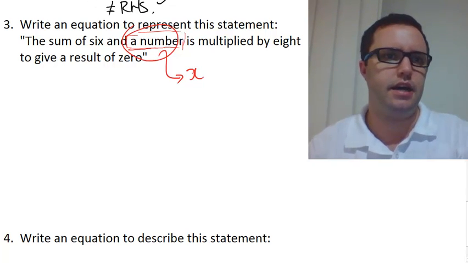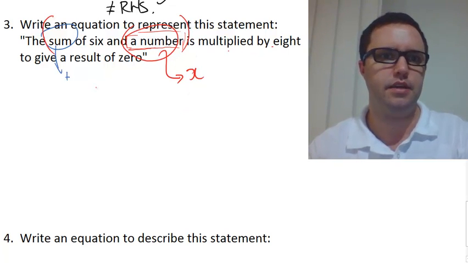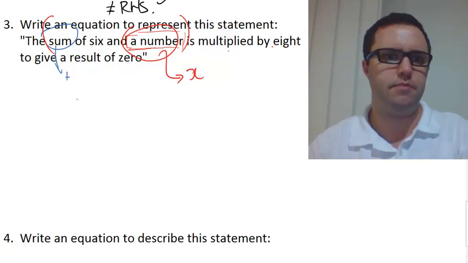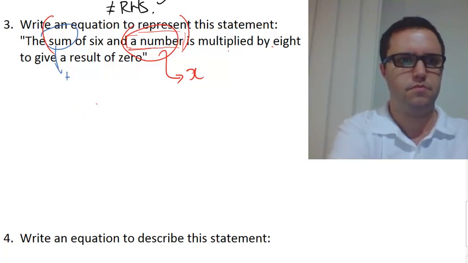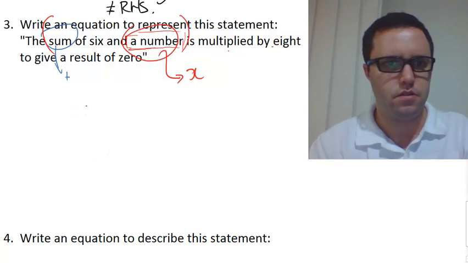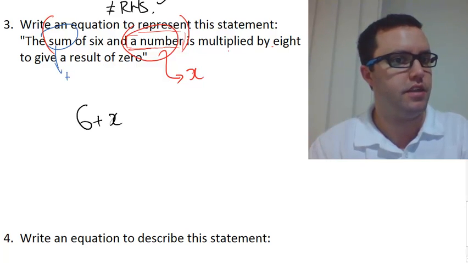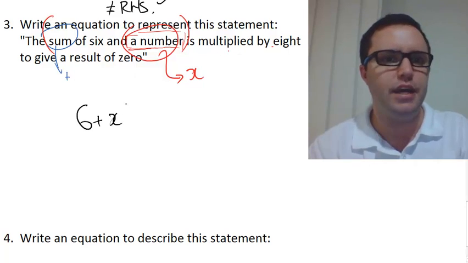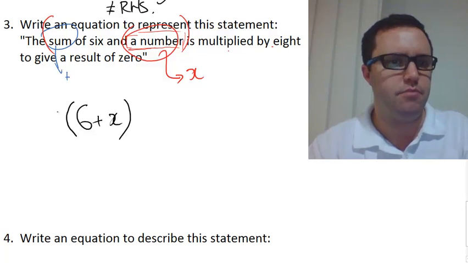Other things to unpack here. The sum. So we know that we're going to have a plus somewhere. So we're going to add these two numbers together and then multiply by 8. So the sum of 6 and some number is multiplied by 8. The key thing here is the sum of 6 and the number is multiplied by 8, so this has to happen first. So we're going to put that in brackets and we're going to multiply it by 8.